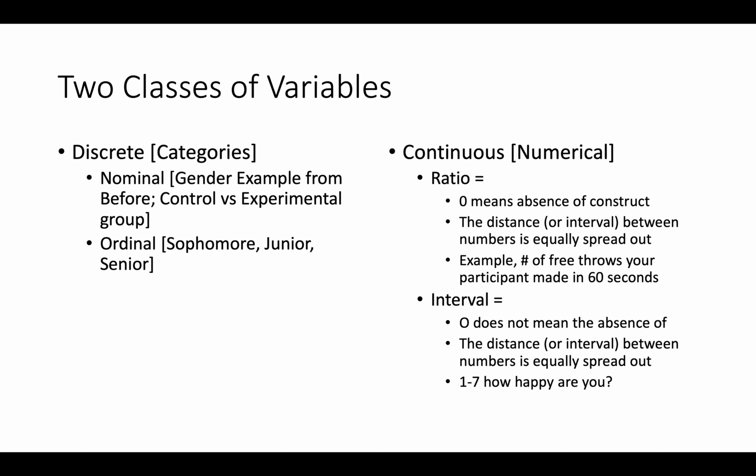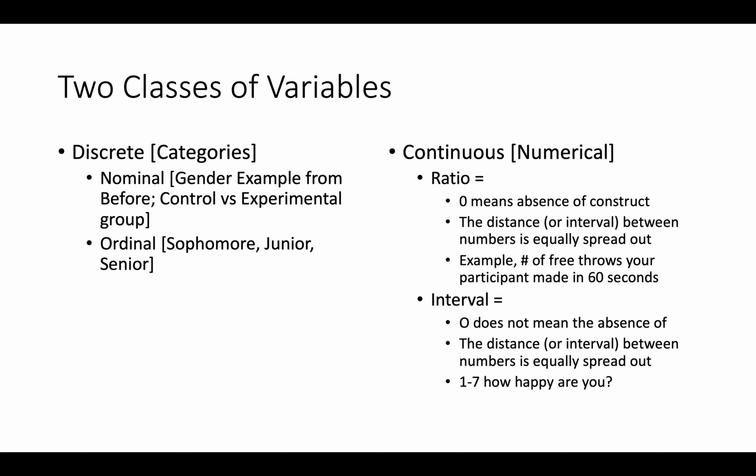So we got ratio and interval. Those are continuous numbers. Those are numbers where the interval is held constant across your entire variable, right? So, the difference between 1 and 2 is the same as the difference between 2 and 3, right? That makes it a continuous variable. If 0 is actually the absence of, then it's ratio. If 0 is not the absence of, it's interval.